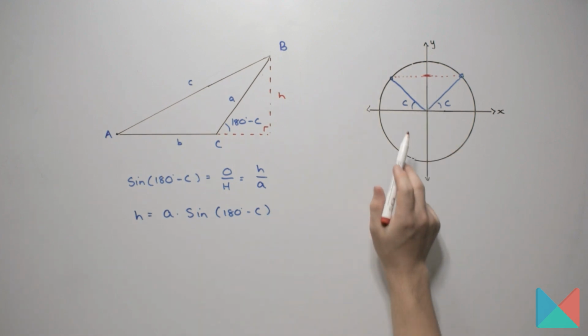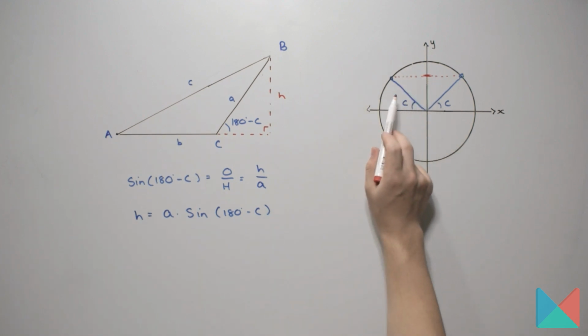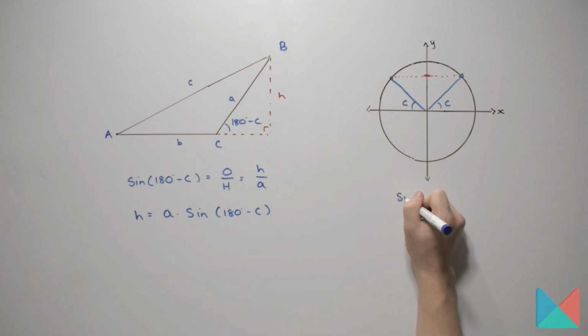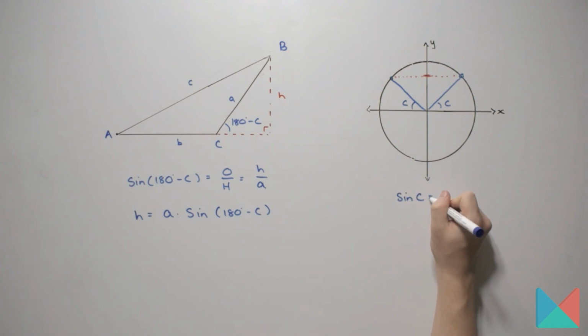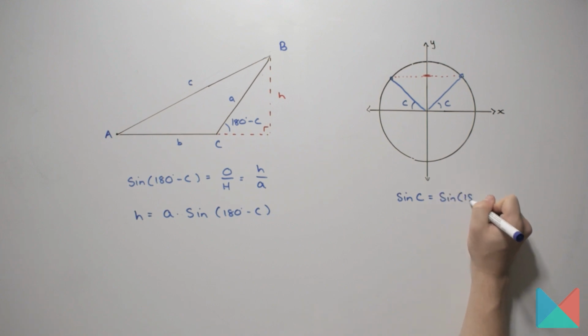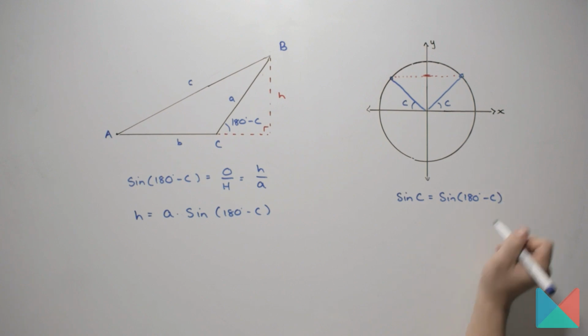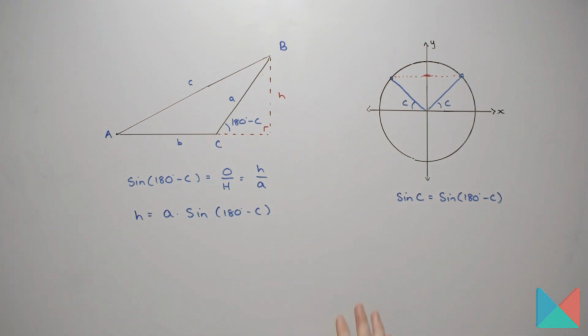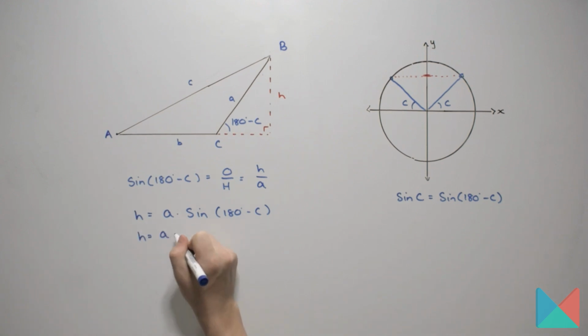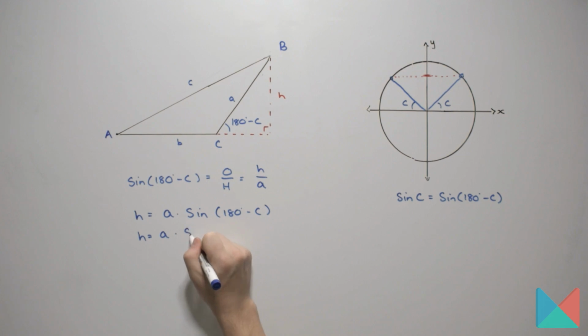And notice that we have the same y value for our angle of 180 degrees take C and our angle C. So this concludes that sine of our angle C is in fact equal to sine of 180 degrees take C. And so we can use this fact here, where we can rewrite our expression as h equals a times sine of C.